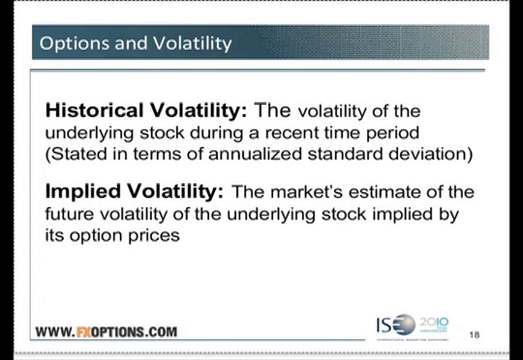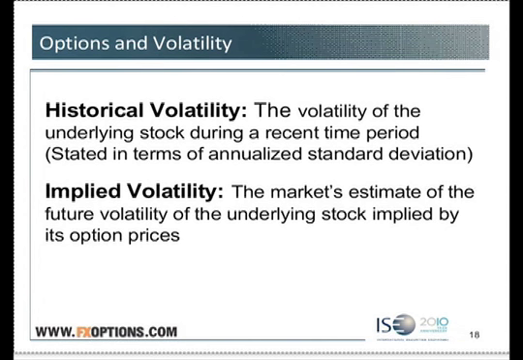Implied volatility is the volatility component of an option's price, and it relates directly. It's stated in an apples-to-apples comparison of historical volatility, the annualized standard deviation. But while historical volatility looks backwards in time at the actual price changes, implied volatility looks forward in time at what the market expects the future price changes to be.